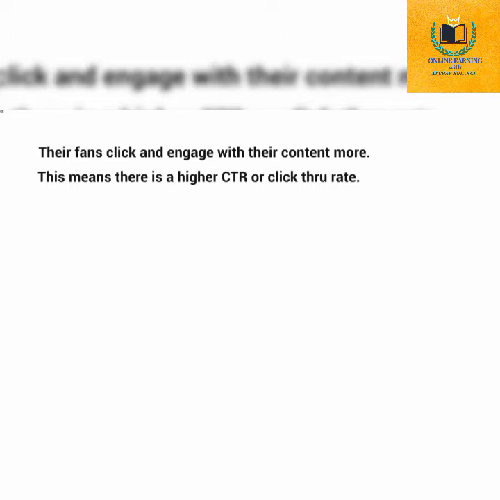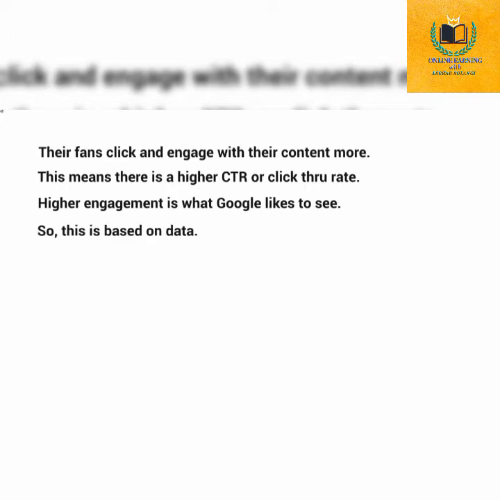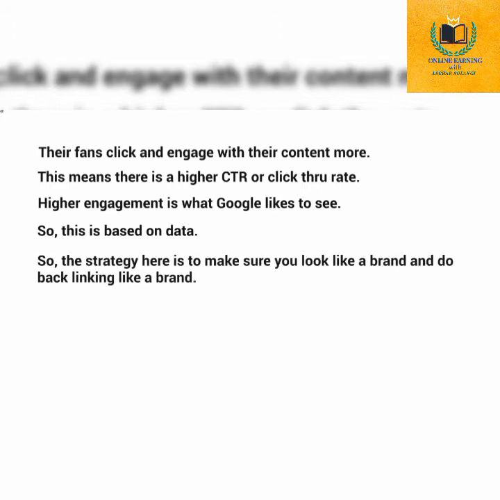Now, this means there is a higher CTR, or in other words, click-through rate. So if you have fans that really love a specific brand, they're most likely going to come back over and over again, right? So higher engagement is what Google likes to see. Higher engagement means that the fans really like the content. This is based on the data that we have received and observed. So the strategy here is to make sure that you look like a brand and you do backlinking like a brand. Makes sense? So what does backlinking like a brand look like?